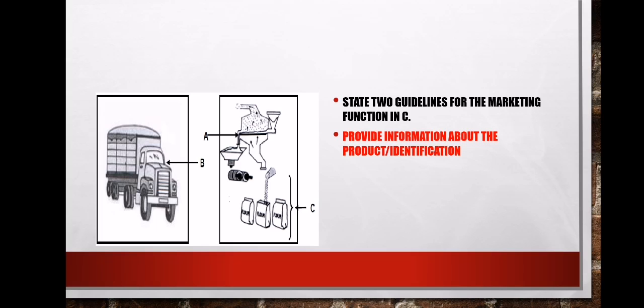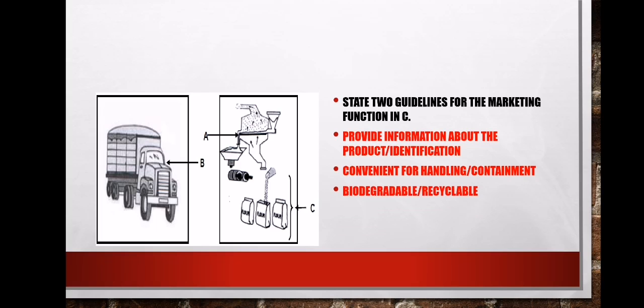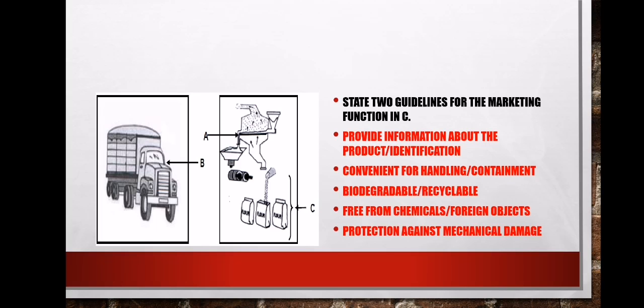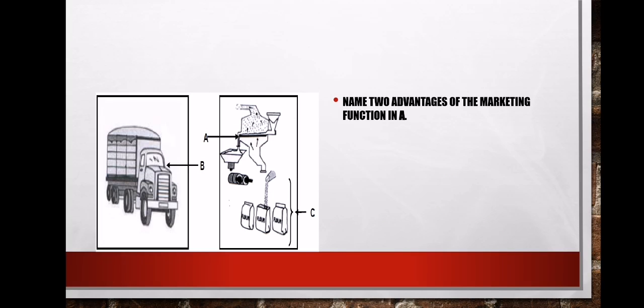We said the package must show useful information, which is product identification. We also said it must be convenient to handle this product, easy handling. We also said the material that is used to package the product must be recyclable. We also say health risk containers must not be used. We must not use a container that will end up causing toxic chemicals into the product. We also say the package must protect the product against any mechanical damage. The next question.